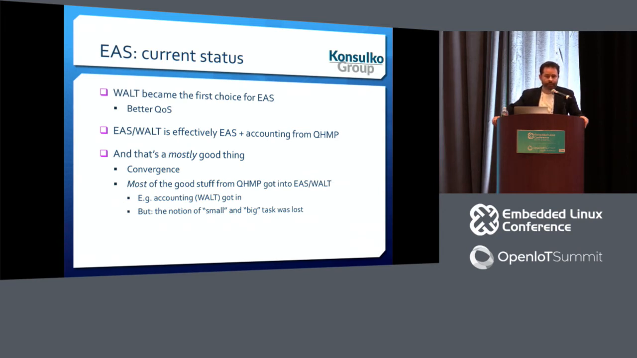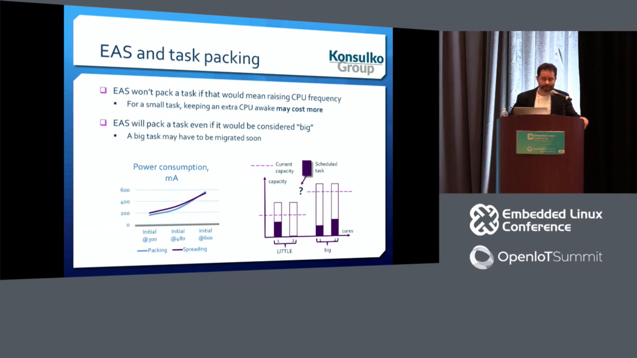There are still some small things, some small deficiencies that we believe are there for the current EAS/Volt implementation. As a funny thing, those are the deficiencies that were not there in QHMP. For instance, there is no notion of big and small tasks in EAS, and sometimes that leads to suboptimal results. For instance, when we consider EAS and task packing. As you know, due to the algorithms, EAS wouldn't pack a task if that would mean raising CPU frequency.